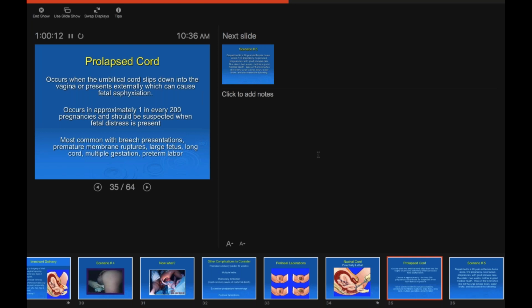A prolapsed cord occurs when the umbilical cord slips down into the vagina or presents externally, which can cause fetal asphyxiation. This occurs in approximately 1 in every 200 pregnancies and should be suspected when fetal distress is present. The most common causes are breech presentations, premature membrane ruptures, a large fetus, a long cord, multiple gestation, or preterm labor. So these are some things to think about when you see these types of presentations when we're working on a delivery.